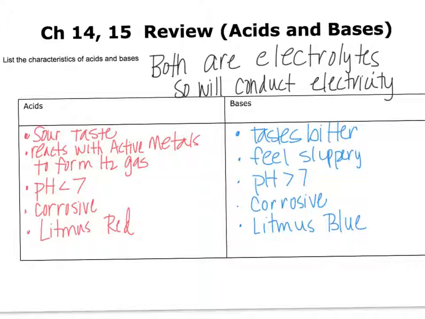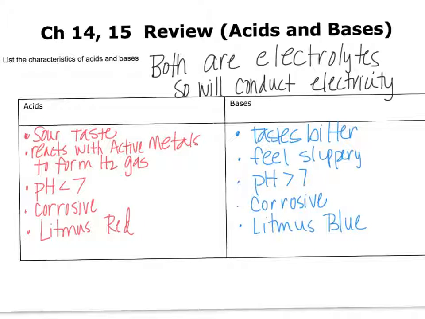So let's talk about the characteristics of acids and bases. Both are electrolytes, so they will conduct electricity. If they are strong acids or strong bases, then they are a strong electrolyte. If they're a weak acid or a weak base, they will be a weak electrolyte. But nonetheless, they're both electrolytes. So let's talk about acids first. They have a sour taste.